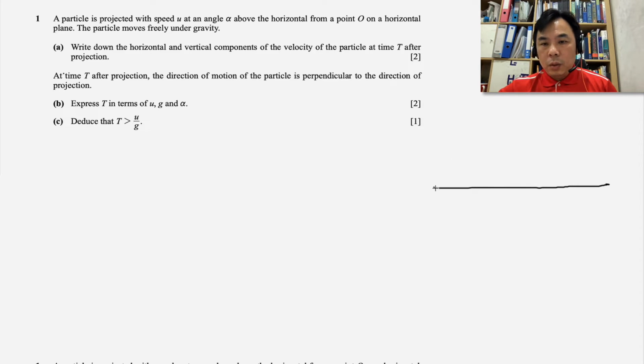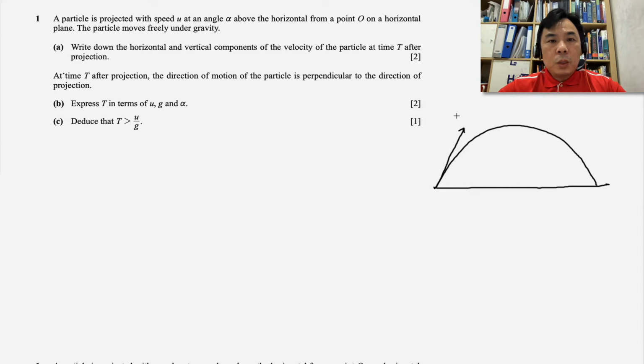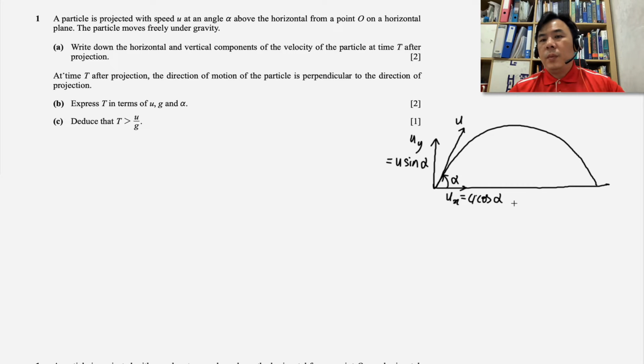First of all, it is a projectile motion. It looks something like this, for example. The initial projection is over here. Let's assume that it is launched at speed u at an angle alpha here. The horizontal component is given by ux, whereas the vertical component is given by uy. uy can be obtained quite easily as u sine alpha, whereas ux is u cos alpha. I hope that is clear.